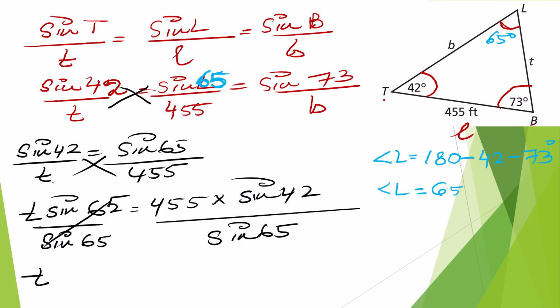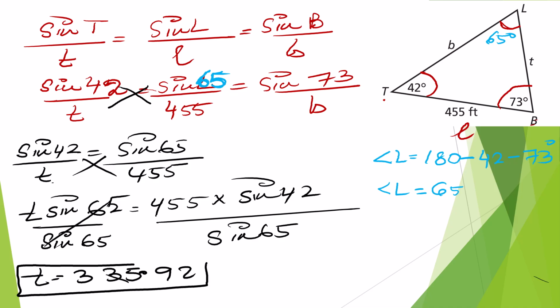So small t is a side and it's so easy to determine. It is 455 times sine 42, divided by sine 65. Make sure that you put the bracket if there comes a bracket after the angle. So you will write sine 65, close the bracket and find it out. The side is 335.92. So one side again we found.